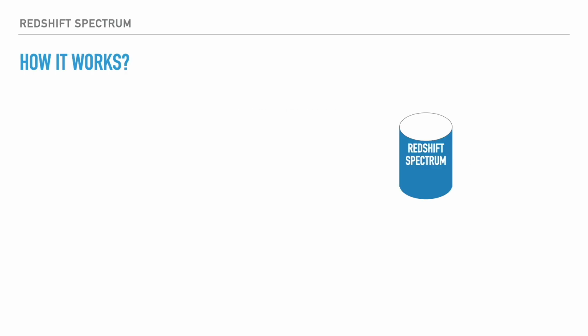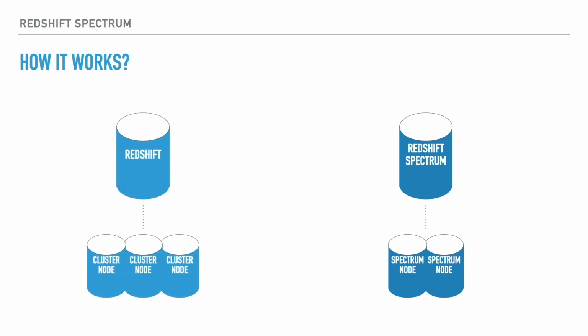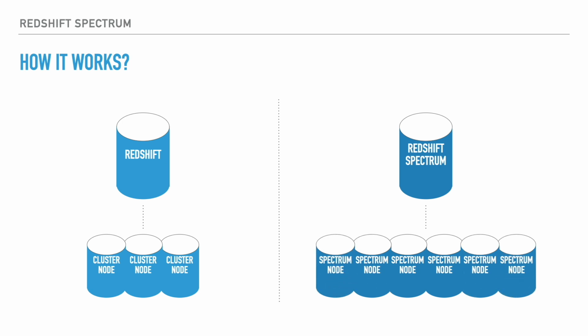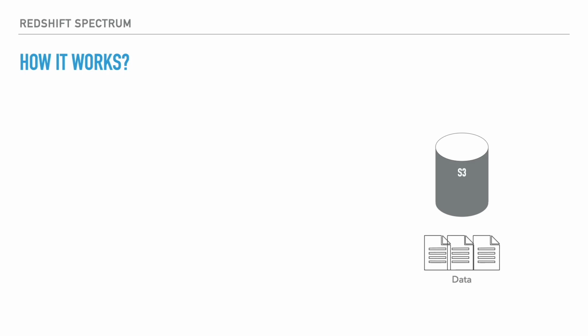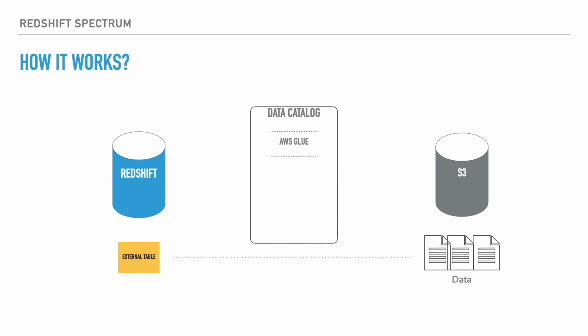Redshift Spectrum resides on dedicated servers that are independent of your Redshift cluster. Based on the query demand, it can scale automatically to enable massive parallel processing. To use Redshift Spectrum, you need to map your S3 datasets as tables in an external data catalog. This can be built either with the help of AWS Glue, Amazon Athena, or Apache Hive Metastore.